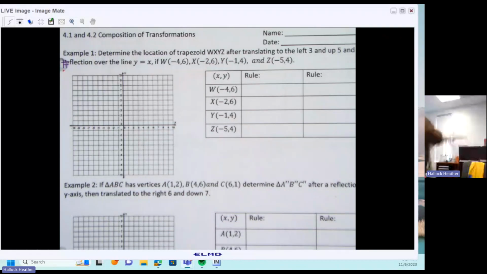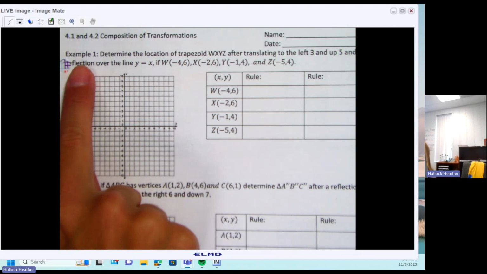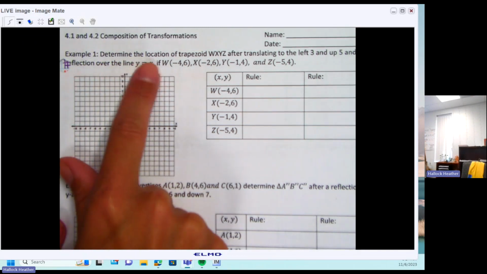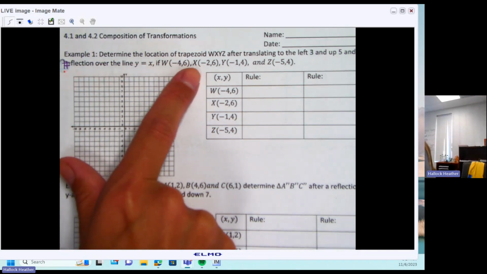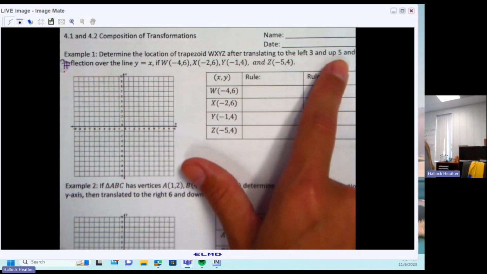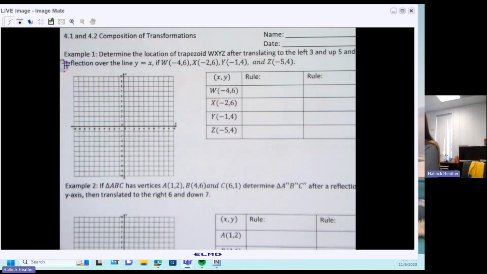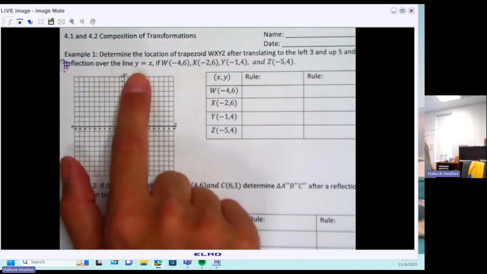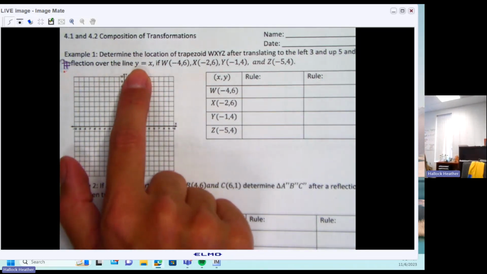Make sure you number it. We are going to start by plotting the points. So it says, for example, 1, we're going to determine the location of trapezoid WXYZ after translating it 3 to the left and 5 up. And then we're going to also reflect it across a specific line. And the line we're going to use for this problem is y equals x.